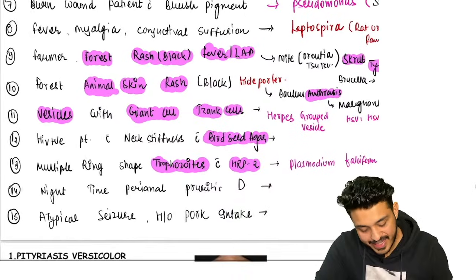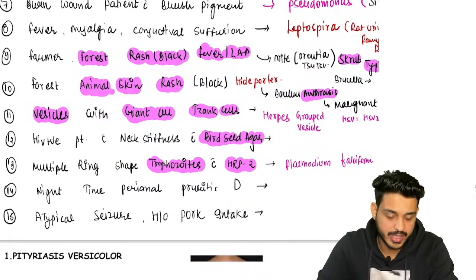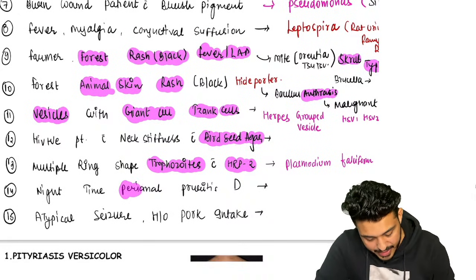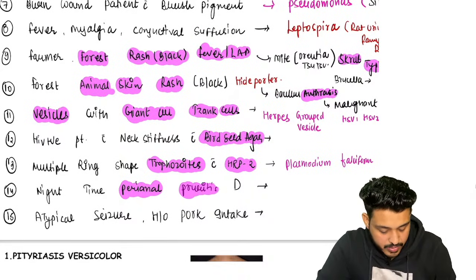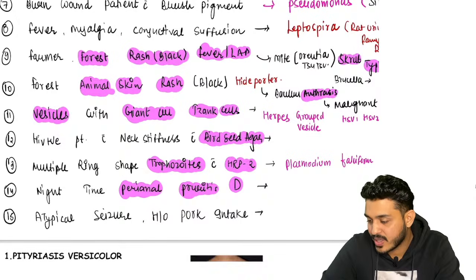Right? Nighttime perianal pruritus, around the anus. This is your exam question, perianal pruritus. What is going to be your answer? The egg will be looking like D.